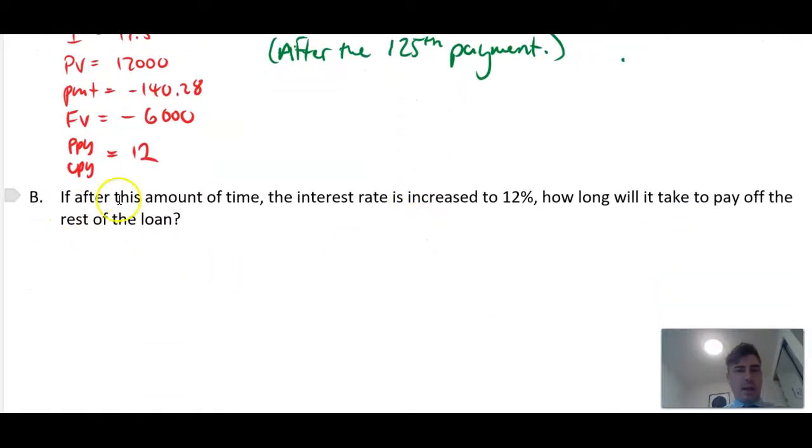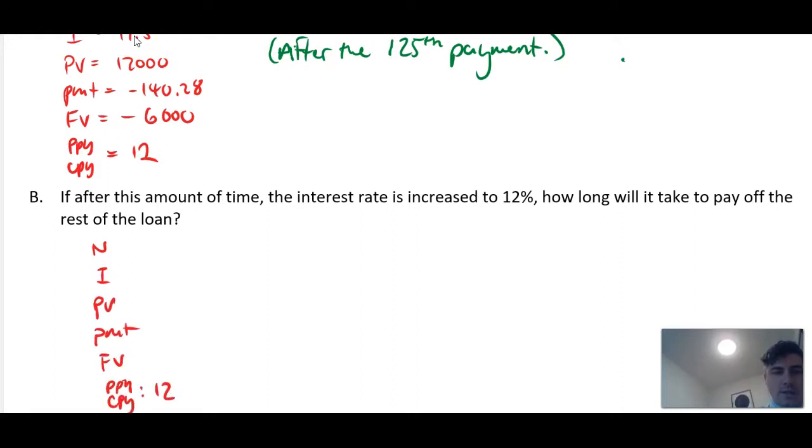For part B, if after this amount of time the interest rate is increased to 12%, how long will it take to pay off the rest of the loan? So once again, we're going to have to write out our IPV. So once again, these are 12. This is now going to be 0 because we want to get down to 0. We don't know how long again, and the interest rate is now 12%.